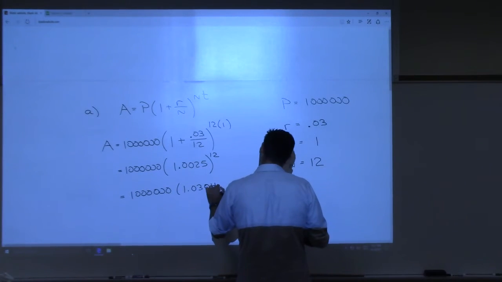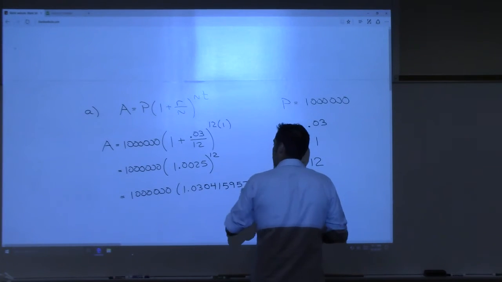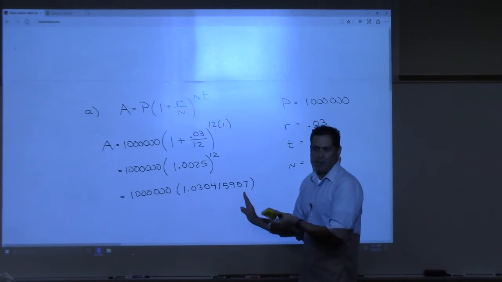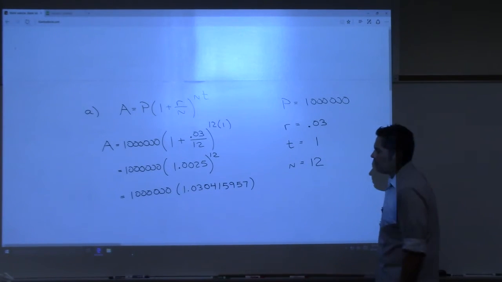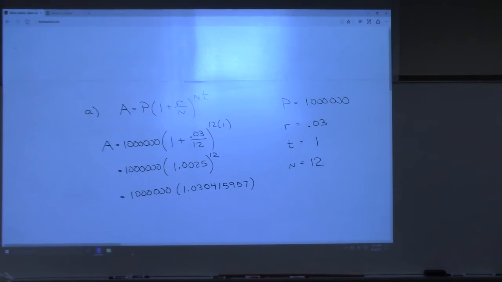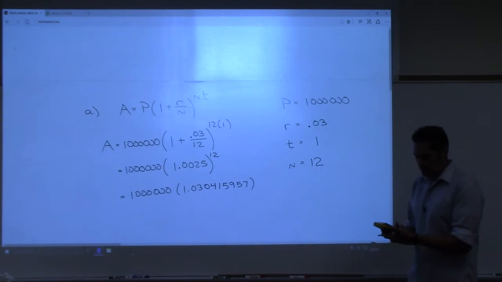So 415,957. If yours goes out further, just write them all down. If yours goes out a little less, just write down what you have. So that's taking 1.0025 and raising it to the 12th. Now take that and multiply that times 1,000,000.